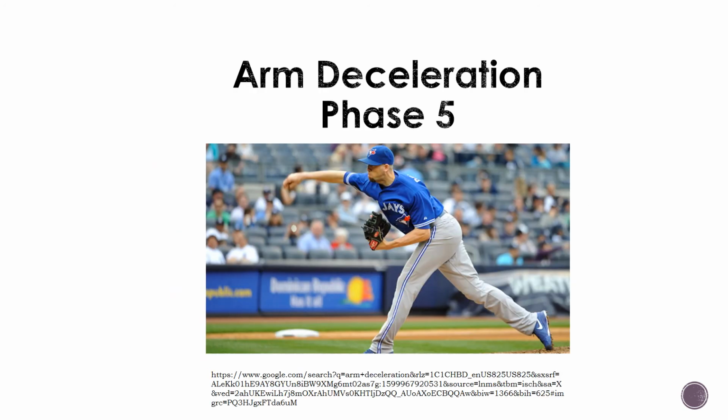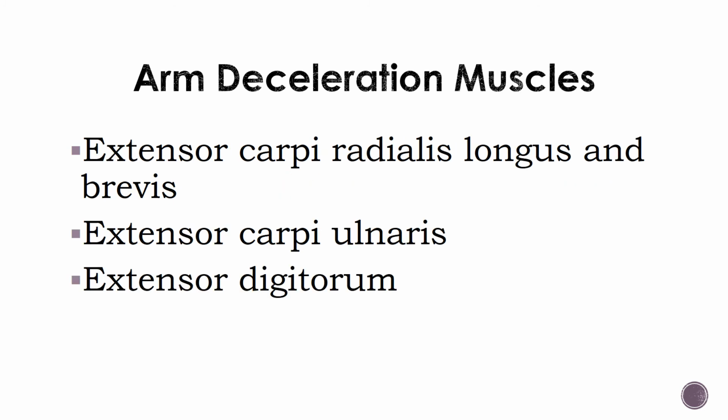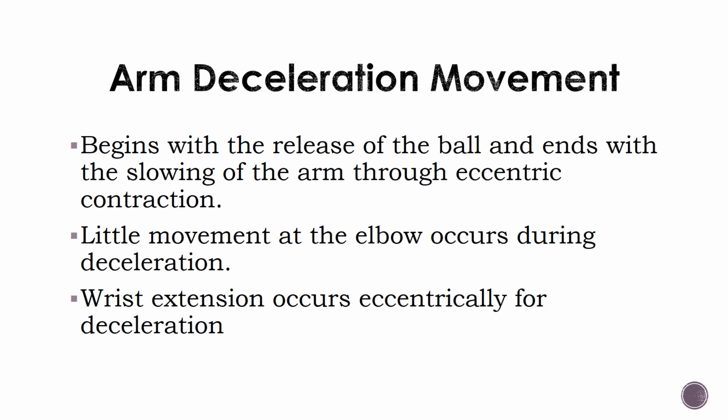Arm deceleration is the fifth phase. There are little to no injuries that occur at this phase due to the little amount of motion at the elbow. It just stays in extension after arm acceleration. Arm deceleration muscles include the extensor carpi radialis longus and brevis, extensor carpi ulnaris, and extensor digitorum. Deceleration movement begins with the release of the ball and ends with the slowing of the arm through eccentric contractions.